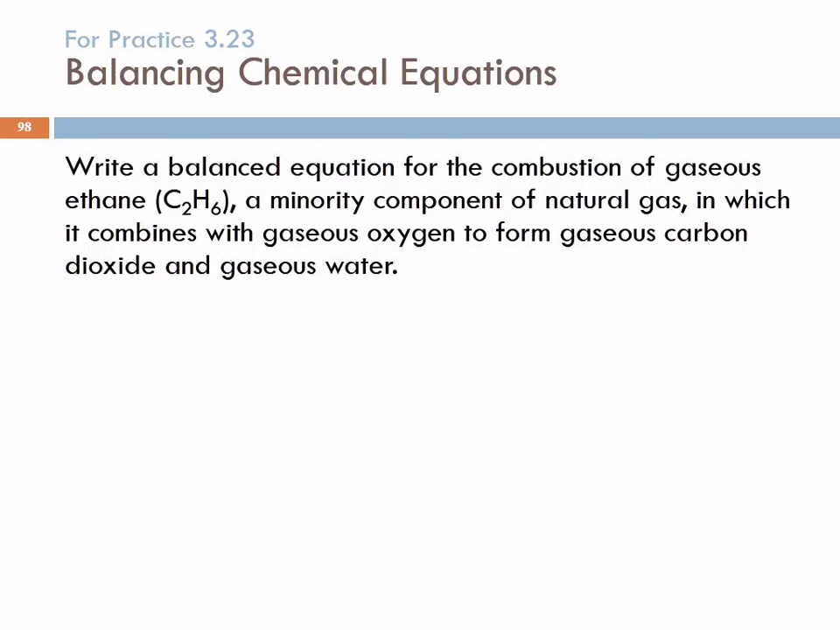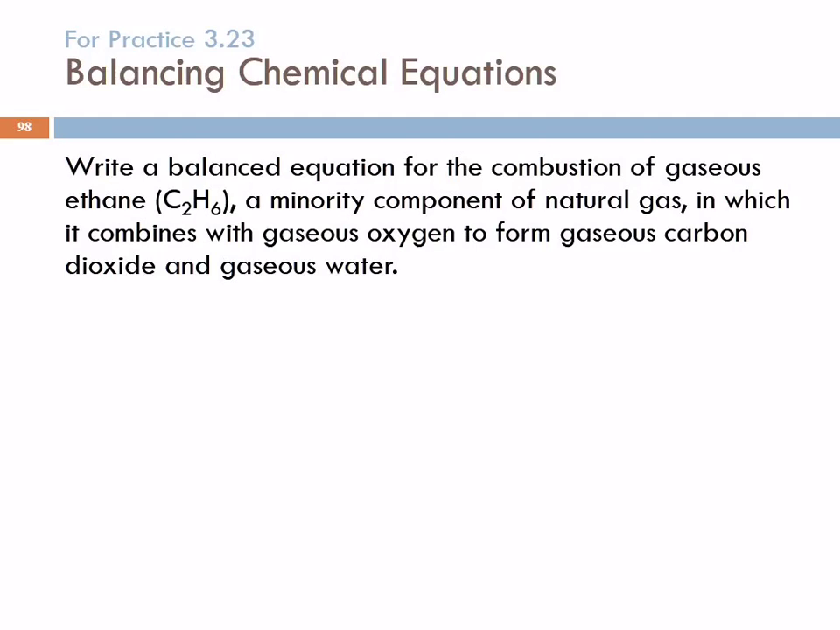There we go. Okay. We were talking about balancing chemical equations. We did one example, and here's a couple more examples. So the problem states write a balanced equation for the combustion of gaseous ethane. They give us the formula because we haven't discussed what the formula would be yet. A minority compound of natural gas, in which it combines. So the combustion of ethane in which it combines with gaseous oxygen to form gaseous carbon dioxide and gaseous water.